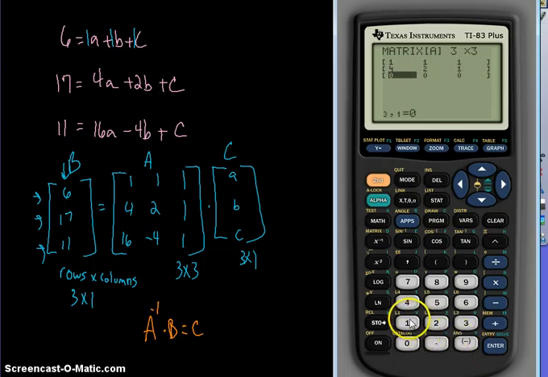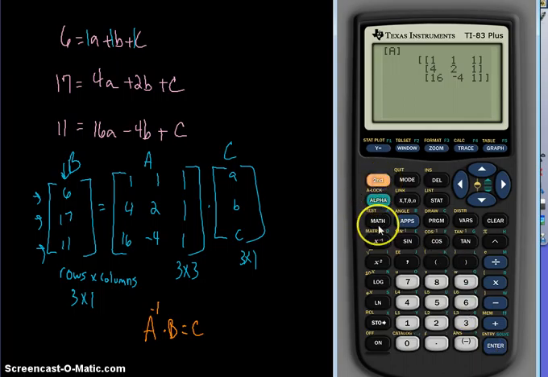And then 16, enter, -4, enter, and 1, enter. So that's matrix A. If I hit second mode to quit, and I want to check that, hit second matrix, enter, and enter again, and it shows you what was in matrix A. Do the same thing for matrix B.